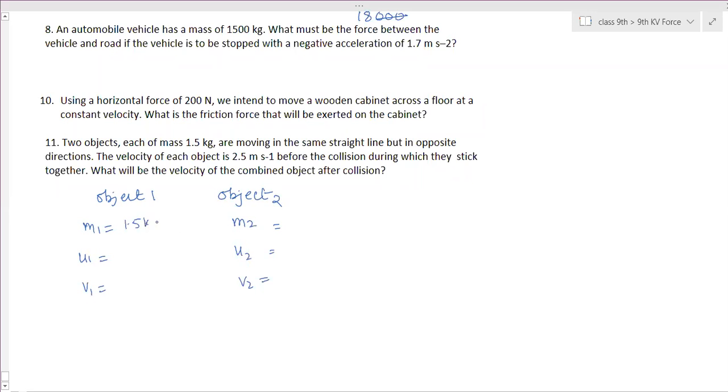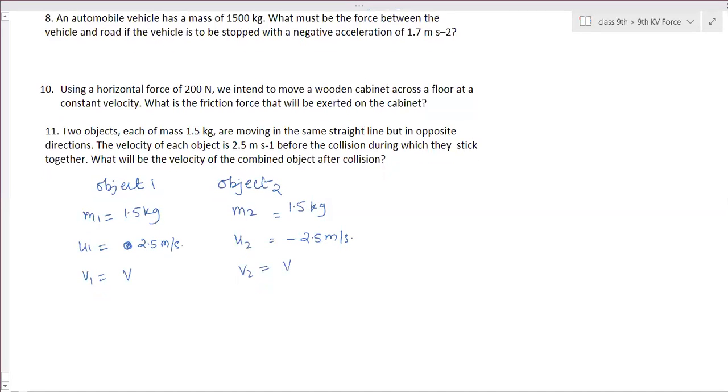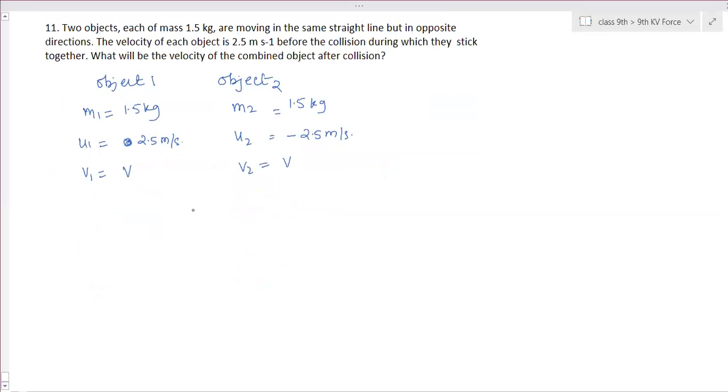Mass is same, 1.5 kg. Initial velocity of each of the objects is 2.5 meters per second, and this is minus 2.5 meters per second because they are in opposite directions, during which they stick together. So they have the same final velocity v. Then find out the v value, the combined velocity we have to calculate.